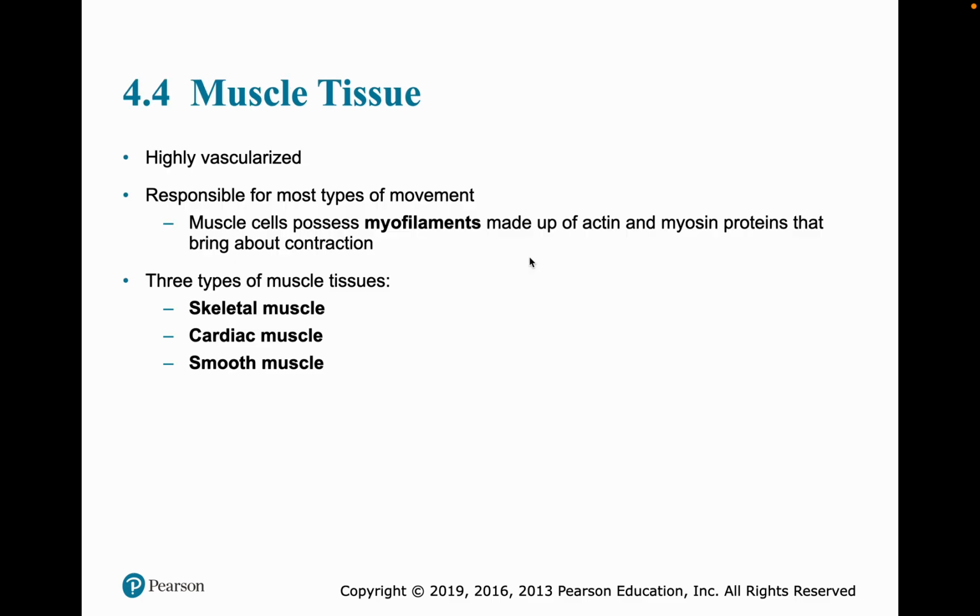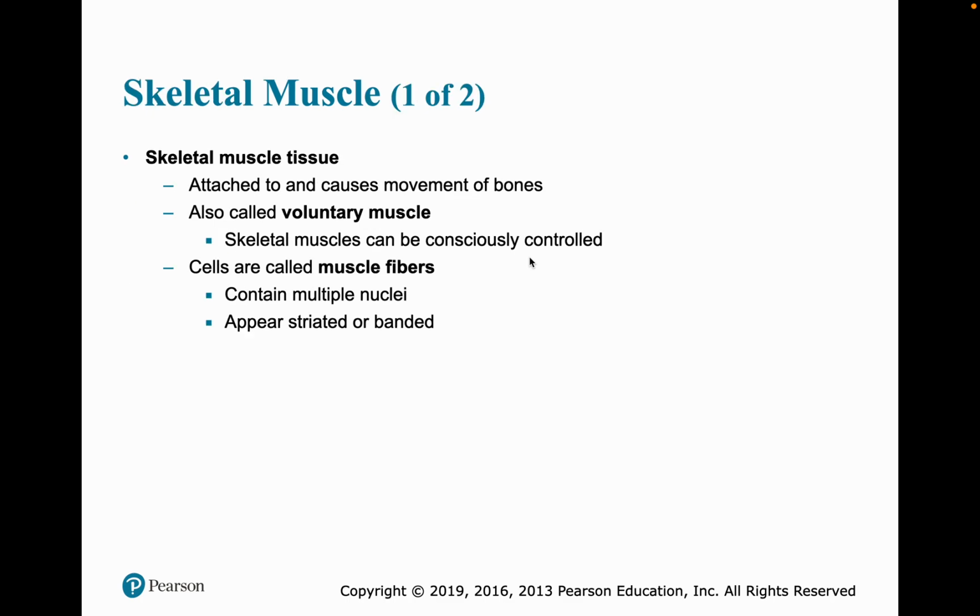Muscle tissue is highly vascularized. It's responsible for most types of movement. Muscle cells possess myofilaments made up of actin and myosin that bring about the contraction. There are 3 different types of muscle tissue: skeletal muscle, cardiac muscle, and smooth muscle.